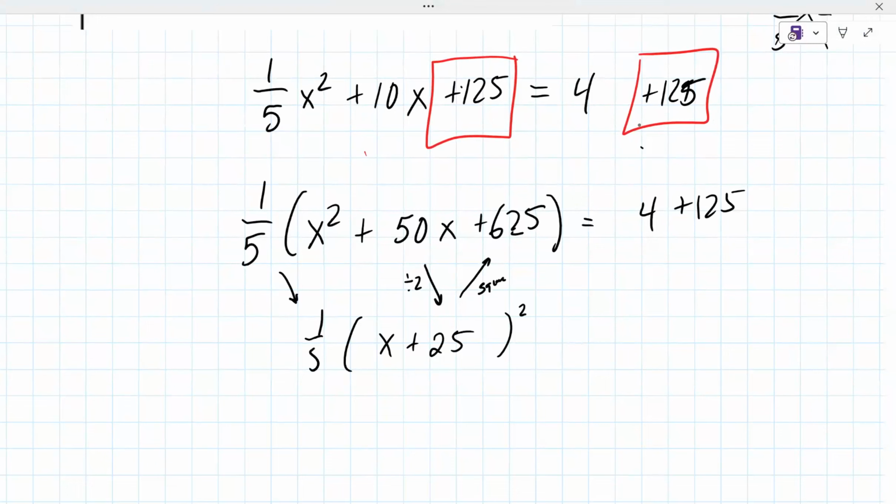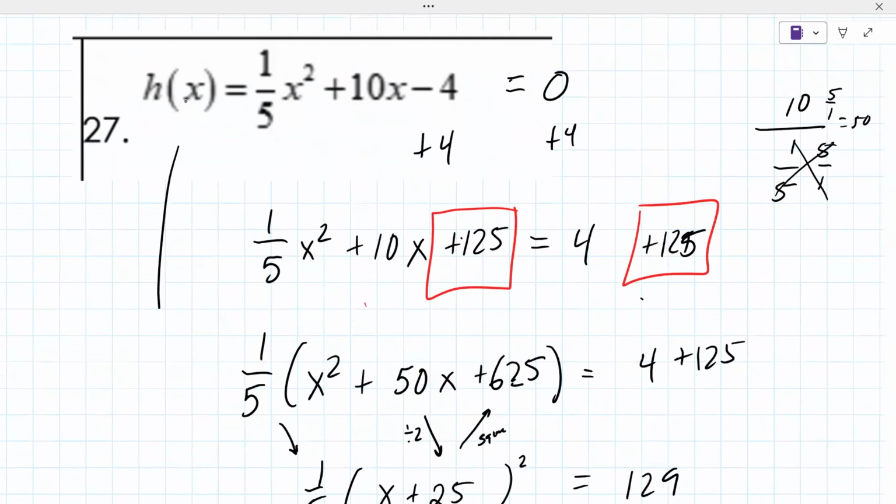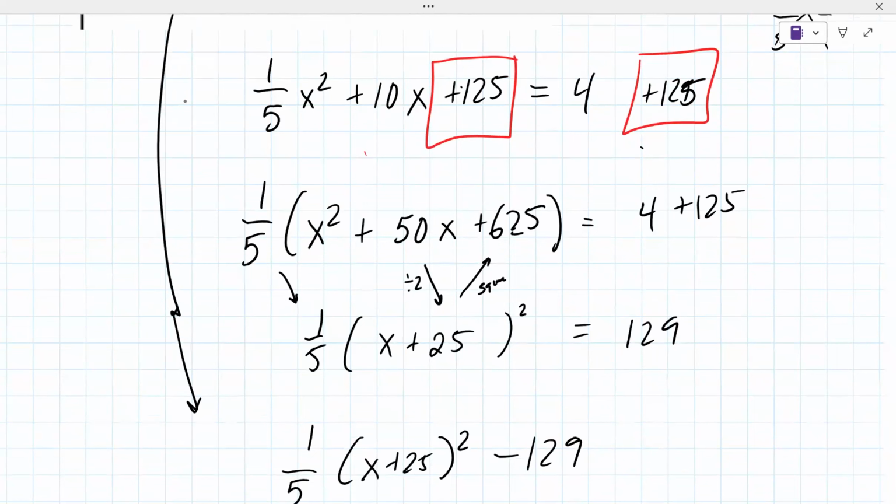Then you bring the 1/5 down. Wait, would you subtract 125 on both sides or add it on both sides? You add it. Got it. And then at the bottom you would do minus 129 on both sides to bring the 129 over, right? Yeah. So it ends up being 1/5 times x plus 25 squared minus 129. And that's when you bring back the whole h of x in this case. You just bring it down like that.